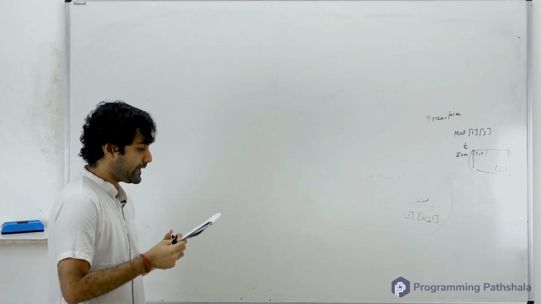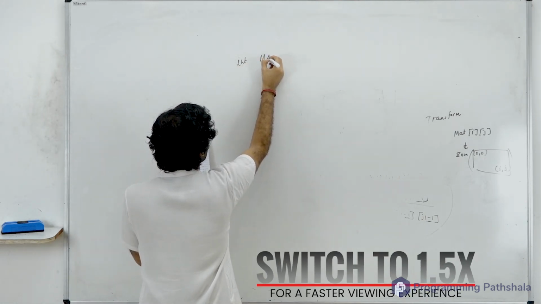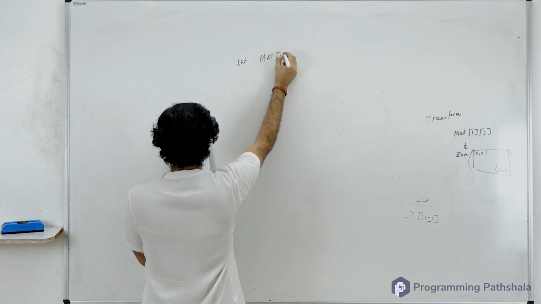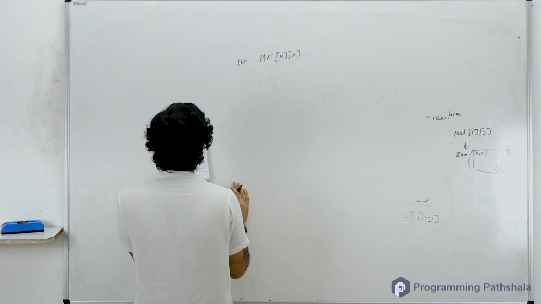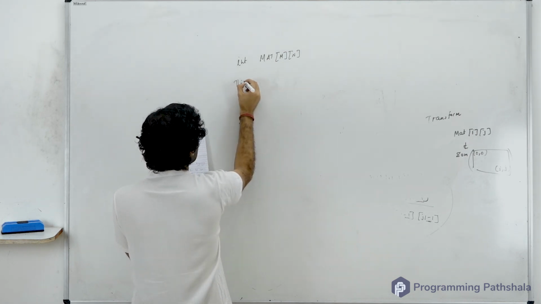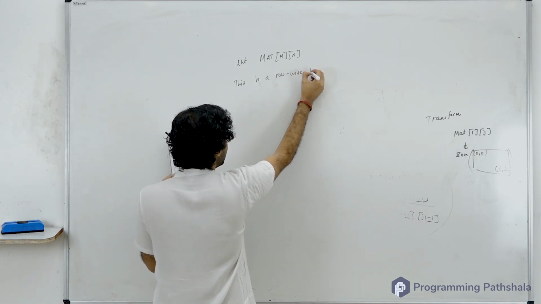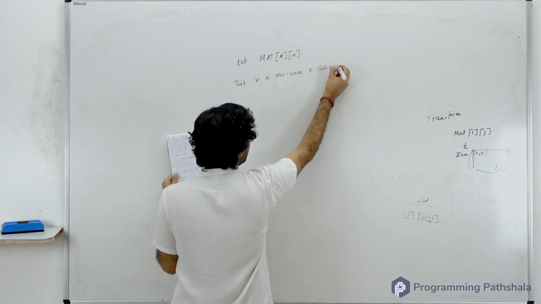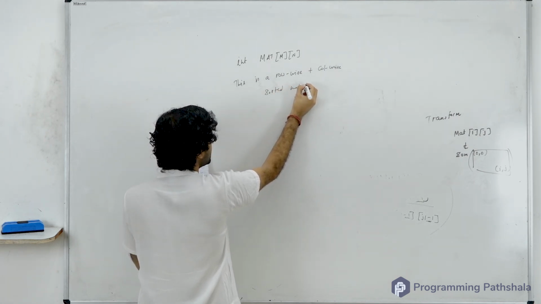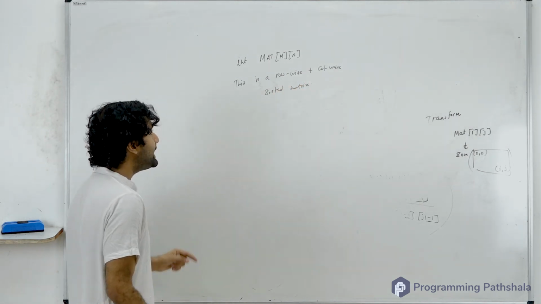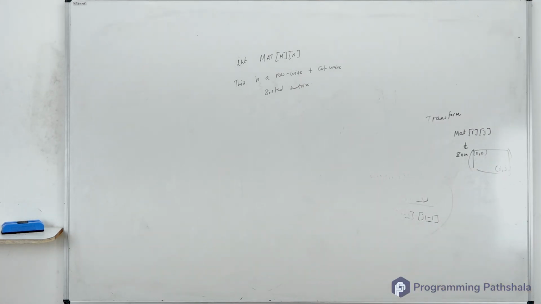So we again have a matrix of dimension m cross n. The question is that this is a row wise as well as column wise sorted matrix. By this, the intention is that every row is sorted and every column is also sorted. Okay, they are individually sorted.